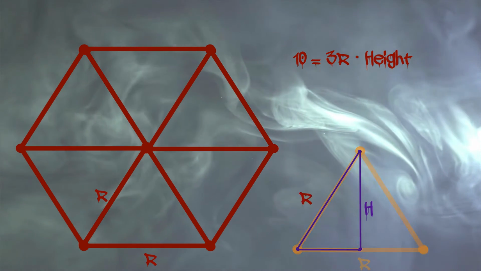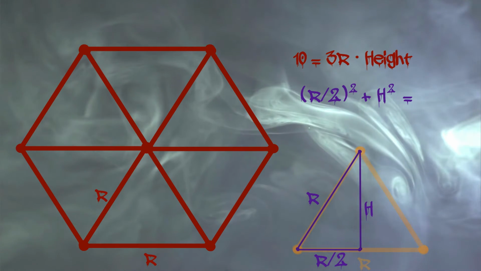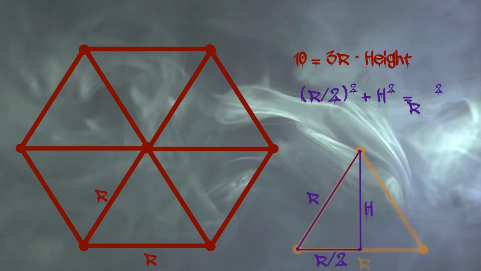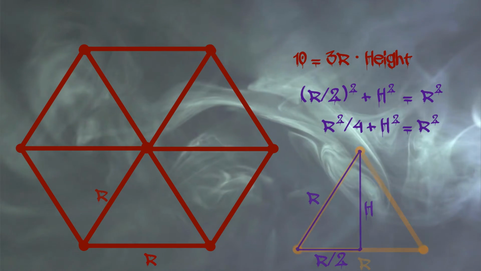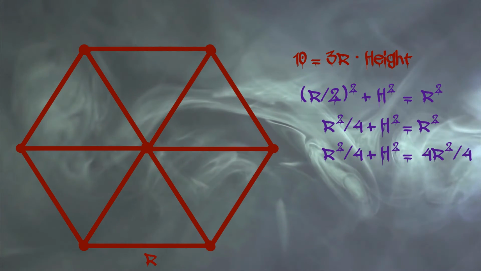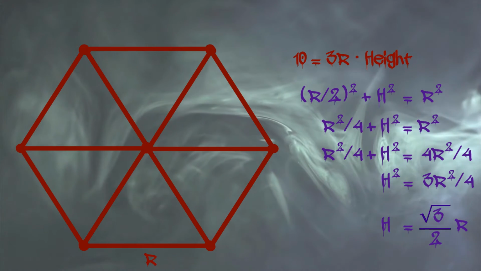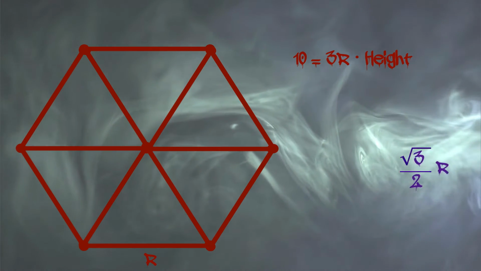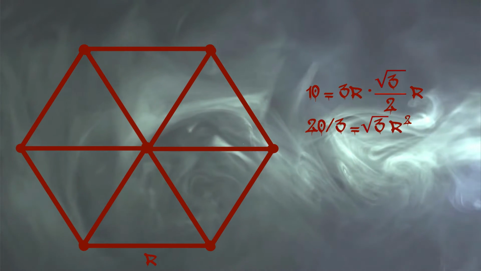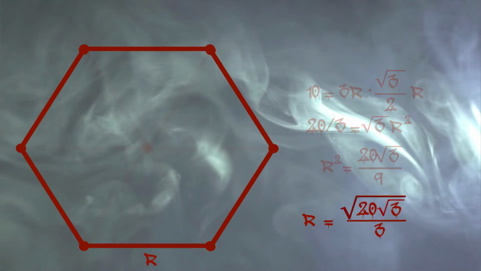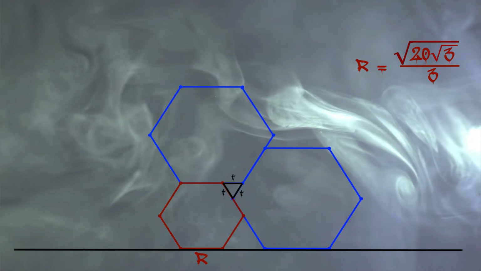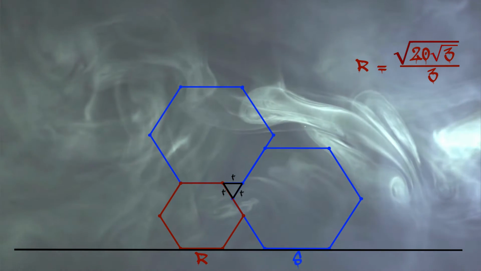Using the Pythagorean theorem, the sum of the squares of the lengths of the legs of the right triangle is equal to the square of the length of the hypotenuse. You know, a squared plus b squared equals c squared. So we can solve algebraically for h to get that the height is root 3 over 2 times r. Substitute that into our area equation to get an equation with just one variable, r. So we solve that equation for r to find what we were looking for, the length of a side of the red hexagon.